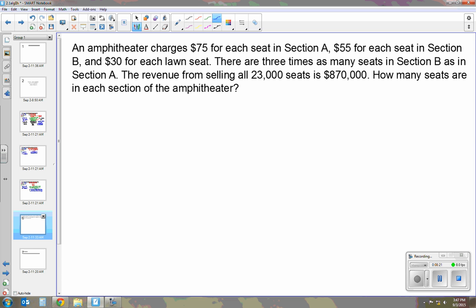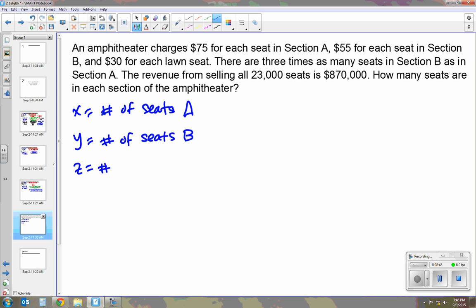So when we have something like this, the first thing that we need to do is assign variables. Okay, and I'm going to have x, y, and z. I'm going to assign those as variables. And the x is going to equal the number of seats in section A, y the number of seats in section B, and z the number of seats on the lawn. And this will help us start to write our equations.